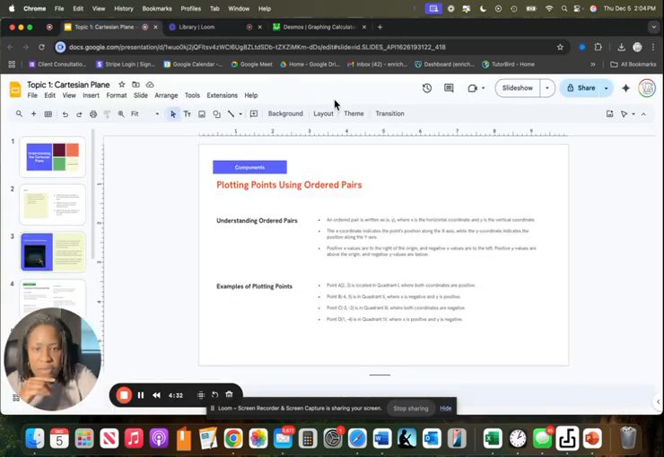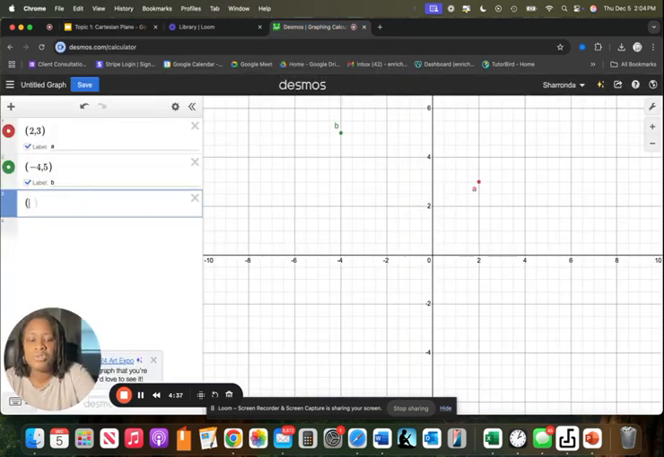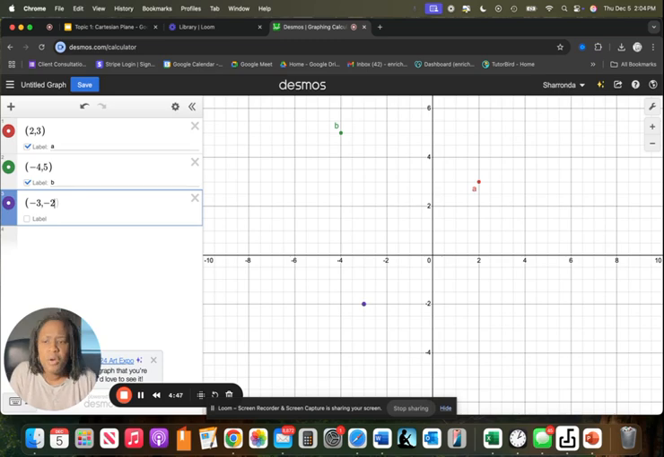Then I'm going to do my next one. I have negative 3 and negative 2. So which quadrant should negative 3 and negative 2 be in? Drum roll, please. Quadrant number 3. Why? Because they are both negative. So you have the negative x-axis over here and the negative y, and that'll be labeled point C.